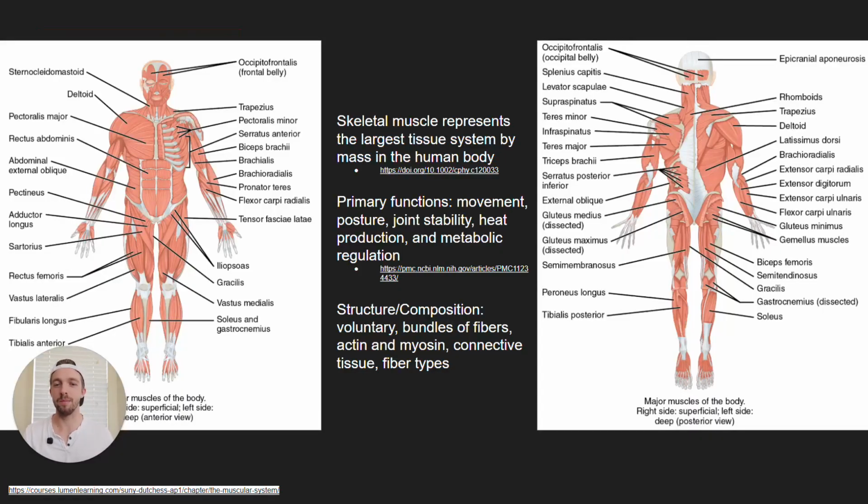This just gets into the physiology part a little bit, but yeah, skeletal muscle represents the largest tissue system by mass in the human body. That statement's pretty widely accepted. Some researchers and exercise physiologists will actually go as far as to say skeletal muscle is the largest organ system in the human body, a title previously held by skin. But the more we learn about the metabolic and hormonal roles of skeletal muscle, the more that's becoming widely accepted.